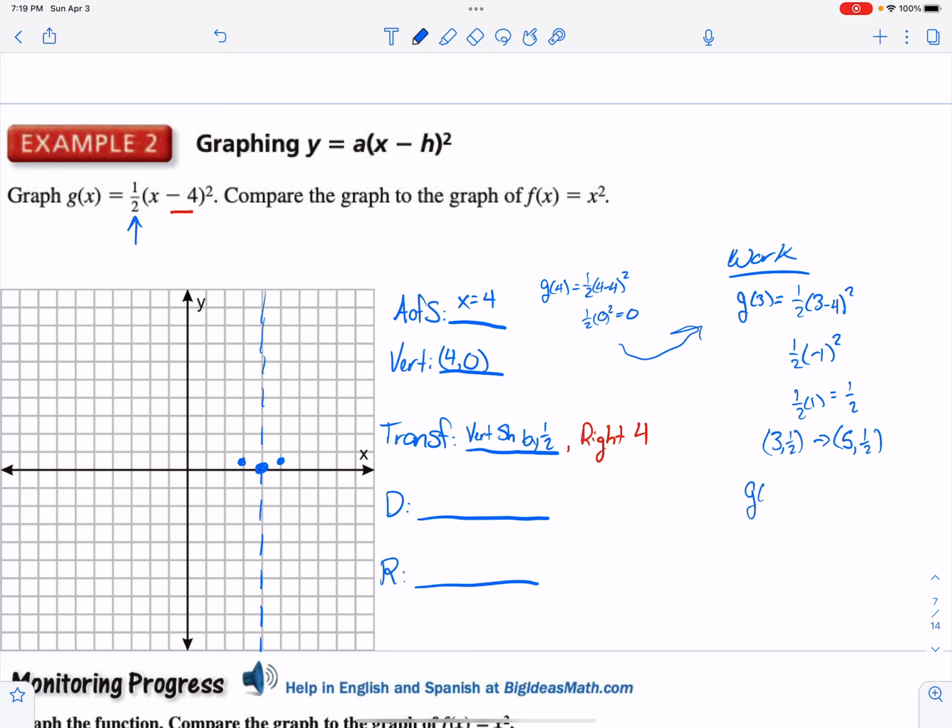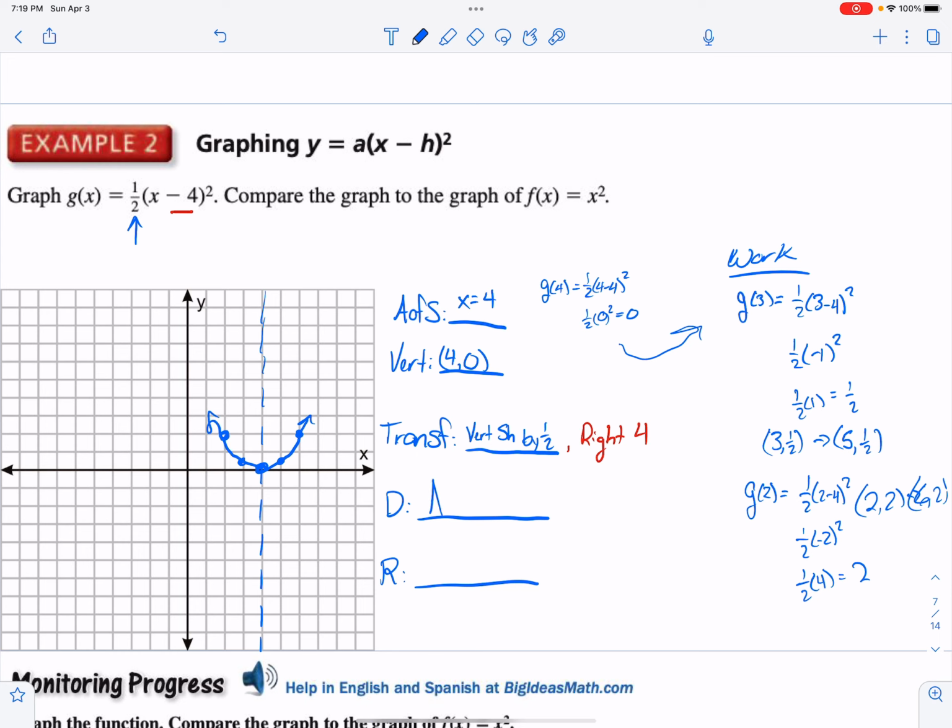Next closest value is 2, so I'm going to plug in 2. The function evaluated at 2 is 1/2 times (2 minus 4) squared. 2 minus 4 is -2, so I have (-2) squared, which is 4, and 1/2 of 4 is 2. So at 2, my output is 2, which means if I reflect across 4 at 6, my output should also be 2. And there we have our graph.